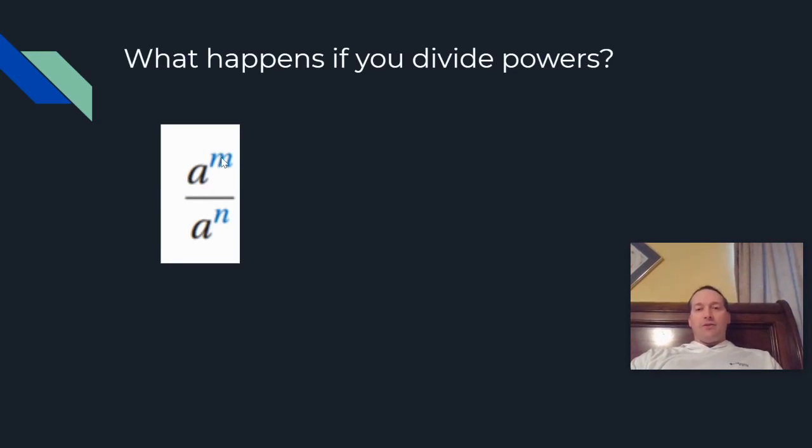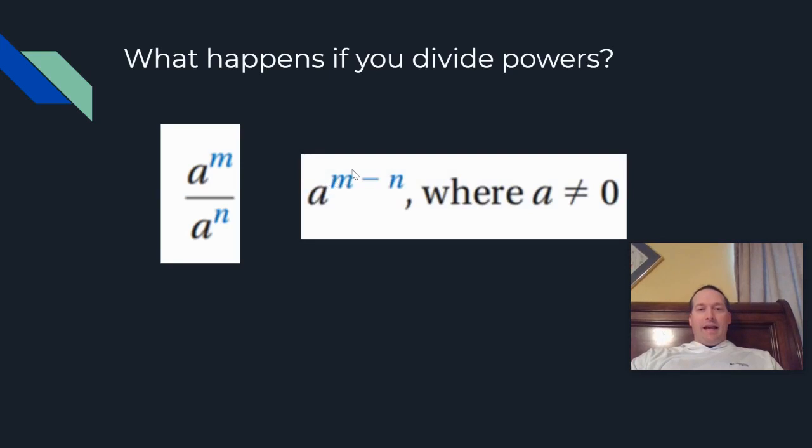So anything raised to a power, divided by anything raised to a different power, it could be the same power, but the same base, a to the m divided by a to the n is a to the m minus n. Now there has to be a caveat here where a cannot equal 0, because you know that you cannot divide by 0. Anything divided by 0 is undefined. So as long as a isn't 0, a to the m divided by a to the n is always going to be a to the m minus n.